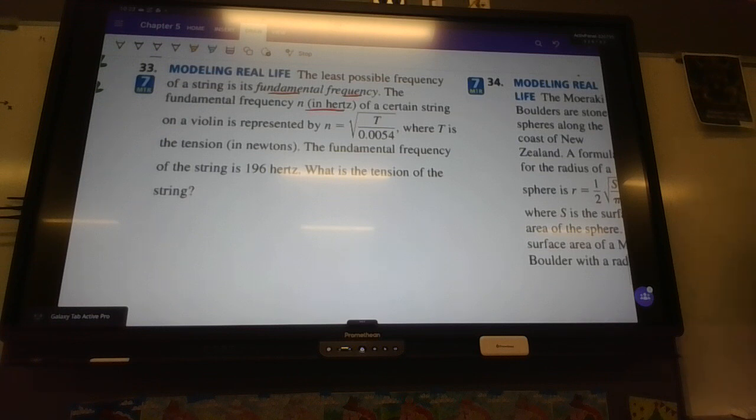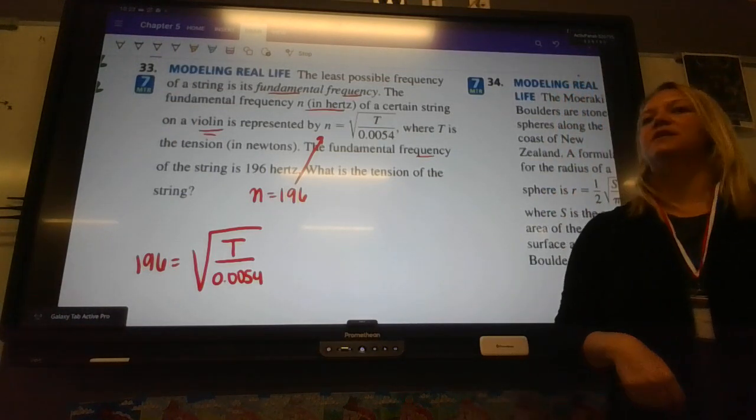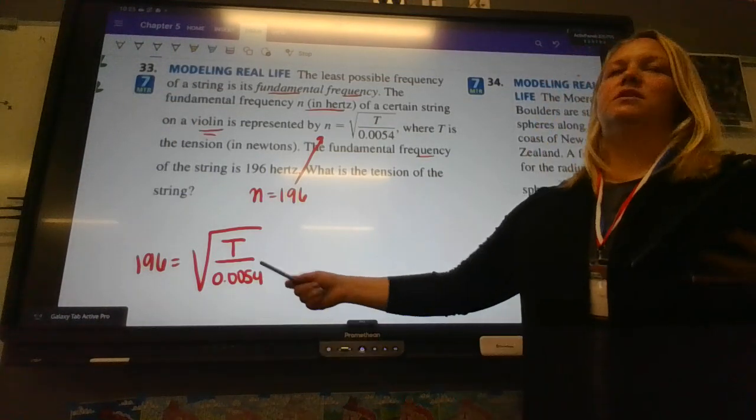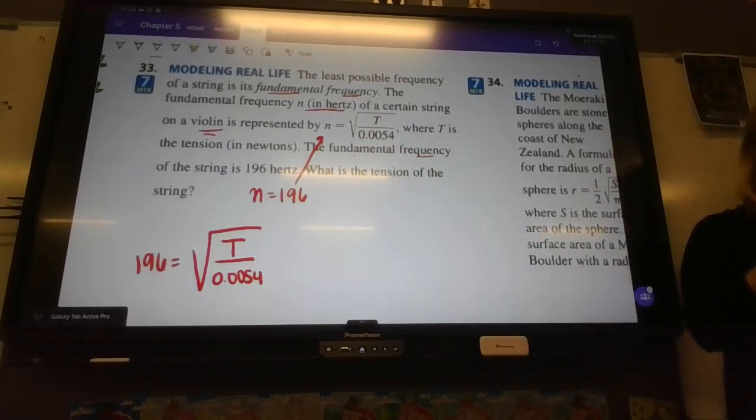Okay, so for this, does it say violin in the problem? Oh yeah, violin. So this violin has a frequency of 196. So that's the N value. N is 196. So we'll plug it in. And that leaves us 196 is the square root of the tension divided by 0.0054. I'm interested in this number. What's that mean? Google it. You can Google this formula, fundamental frequency formula. You're allowed to look that up.